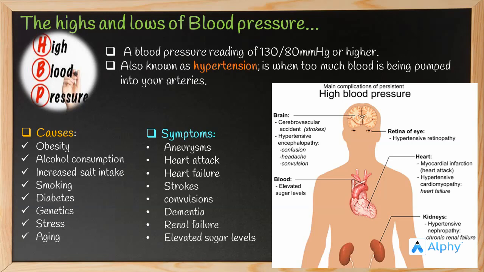Next, there can be dementia, which is memory loss. The kidneys can suffer from renal failure, and in the blood, we can have elevated sugar levels. Okay, so these all symptoms, they are associated with hypertension, or we can say high blood pressure. And see, when we talk about these symptoms, they are not very evident in a normal situation. Okay, these symptoms only arise in case of severity, in case of crisis.